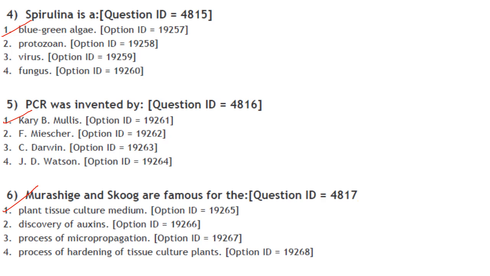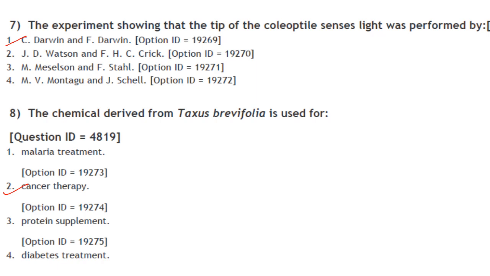Spirulina is a blue-green algae or a cyanobacteria. PCR was invented by Kary Mullis. Then Murashige and Skoog are famous for plant tissue culture medium. The experiment showing that the tip of the coleoptile senses light was performed by Darwin and F. Darwin.